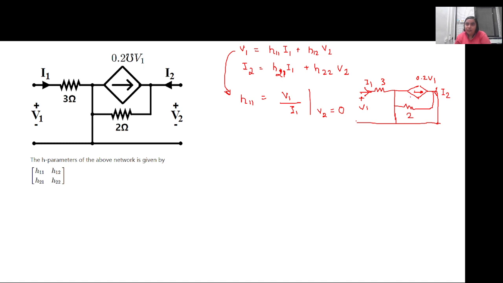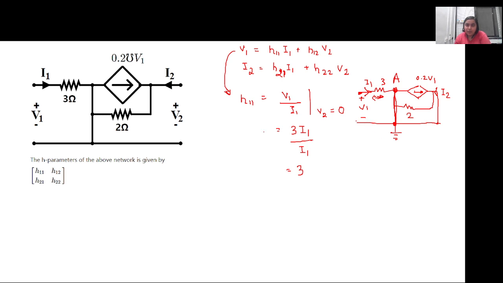Now, what is the voltage V1? V1 is the voltage across this with respect to ground. V1 is just the voltage drop across this 3 ohm resistor, because this particular node, let us call it A, is connected to ground. So the voltage drop across the 3 ohm resistance is 3 into I1, so V1 is equal to 3 I1. So H11 is equal to 3. Is this clear?